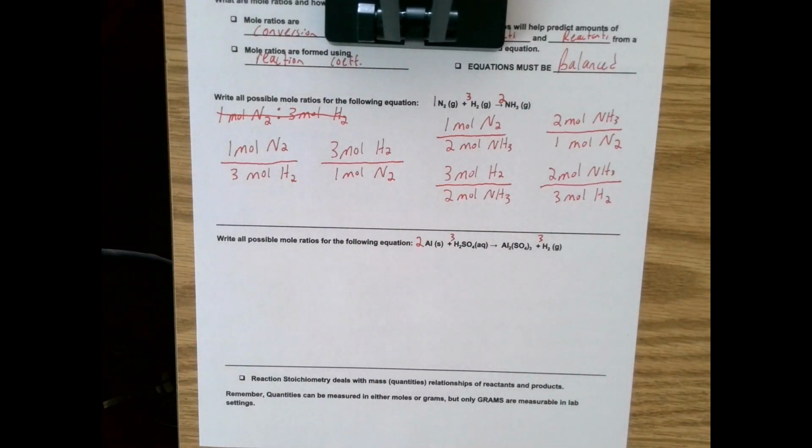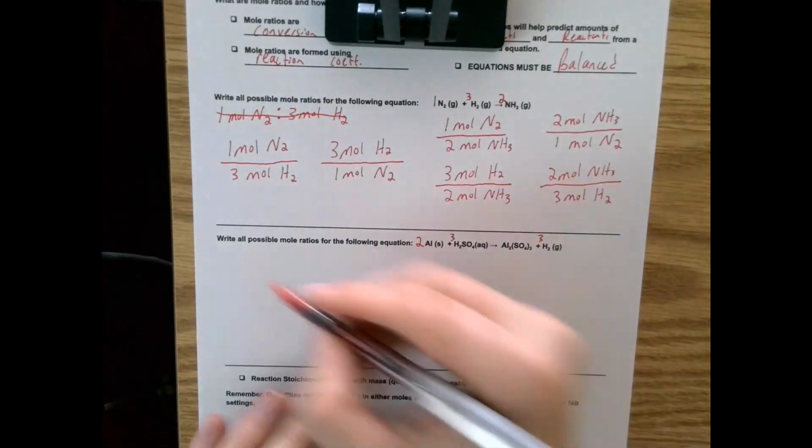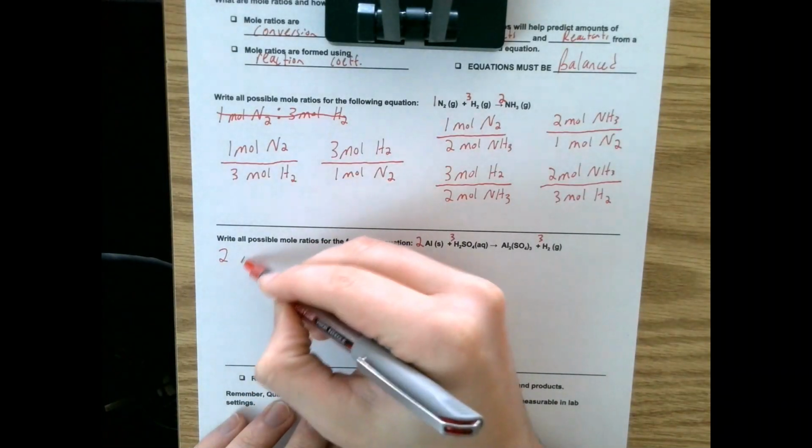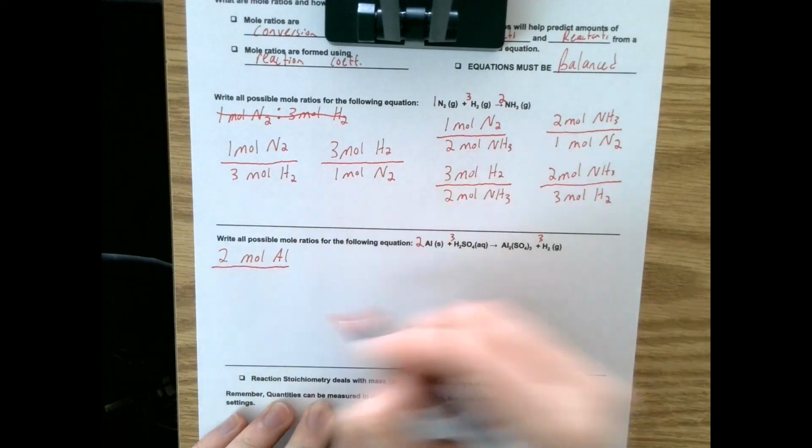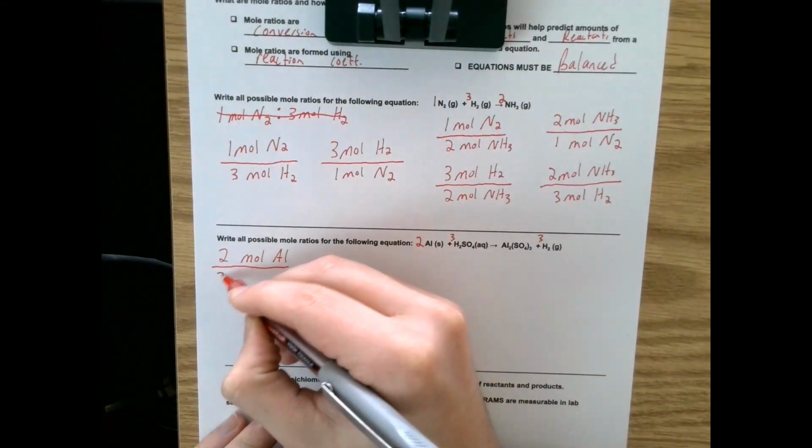So go ahead, pause the video, take a second, write all the possible mole ratios, then you can restart the video and I will show you the answer. Okay, so hopefully you were able to get quite a few answers for this, so we can now go through them together. So I can say that 2 moles of aluminum reacts with 3 moles of sulfuric acid.